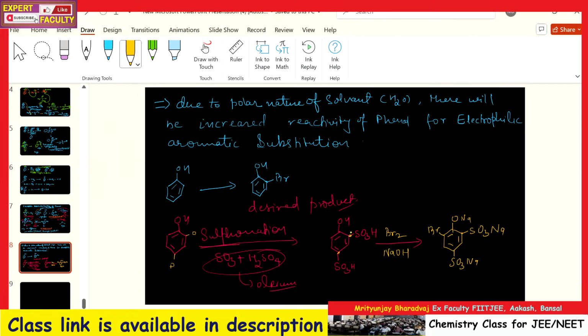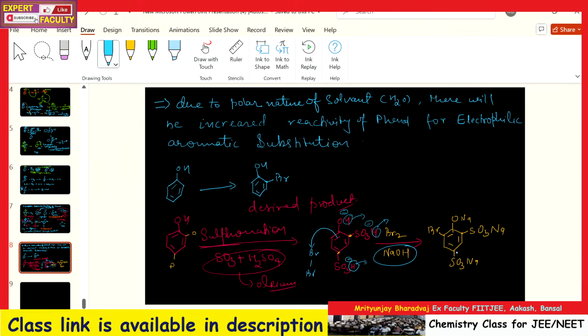Now, if we provide any electrophilic attack on this ring, the position the electrophile can use for the attack will be the remaining ortho position. Yes or no? And this electron will be donated. We are taking basic conditions, so the basic condition will put this H plus out, and here minus will appear. Similarly, this H plus will be out and minus will appear. Finally, the reaction will take place and this product will form. Is it clear to you?